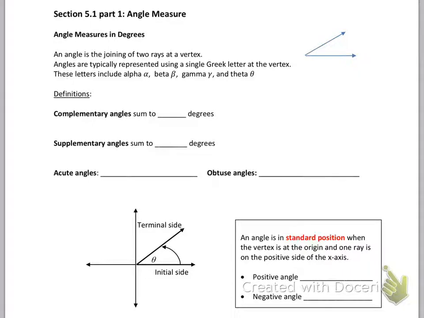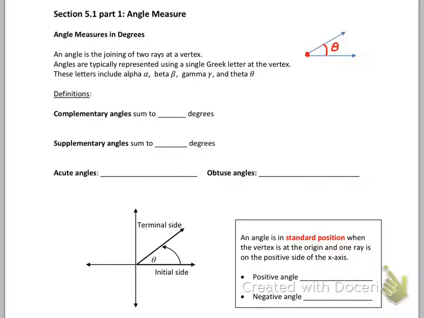5.1 Part 1, Angle Measures. So we're going to first talk about angle measures in degrees. An angle is the joining of two rays at a vertex. So right here, where they meet, is the vertex. Angles are typically represented using a single Greek letter at the vertex. So for example, I would say we have an angle theta.